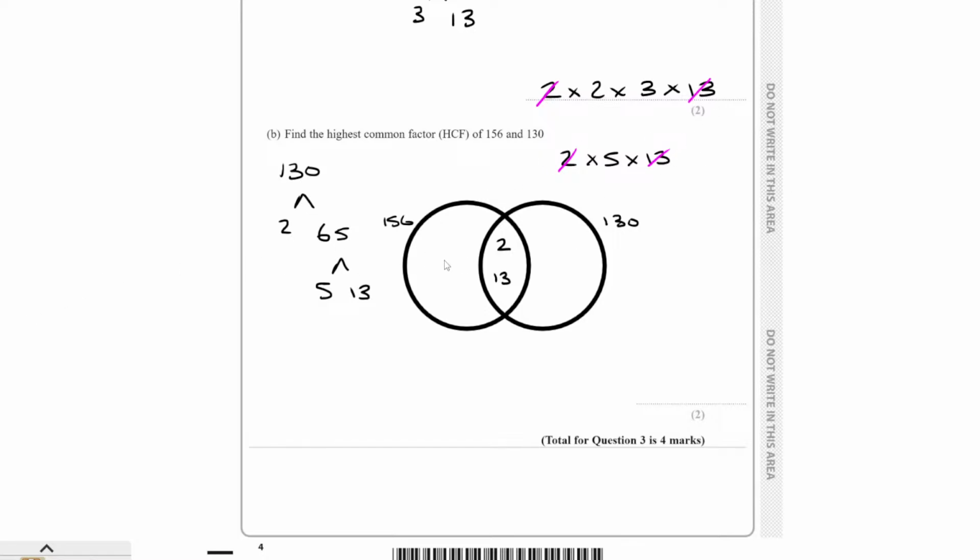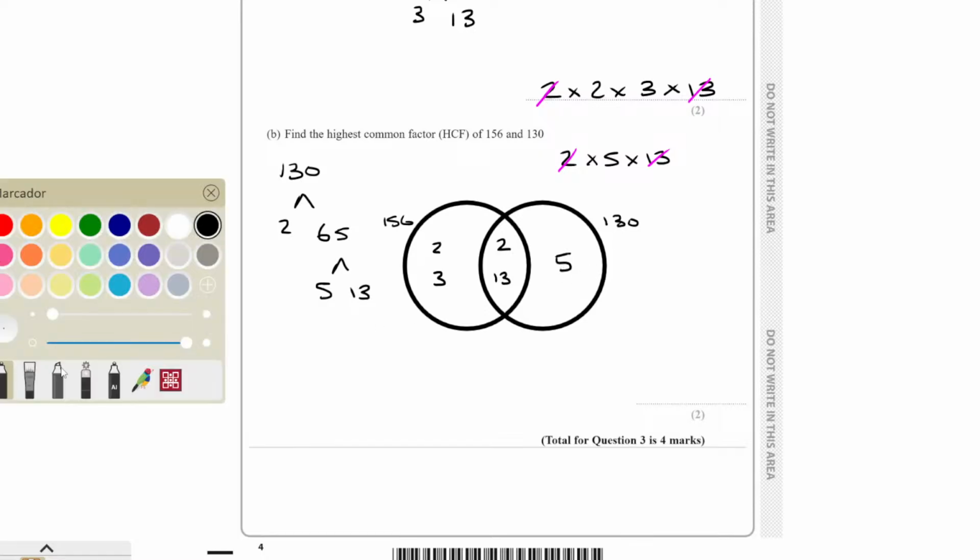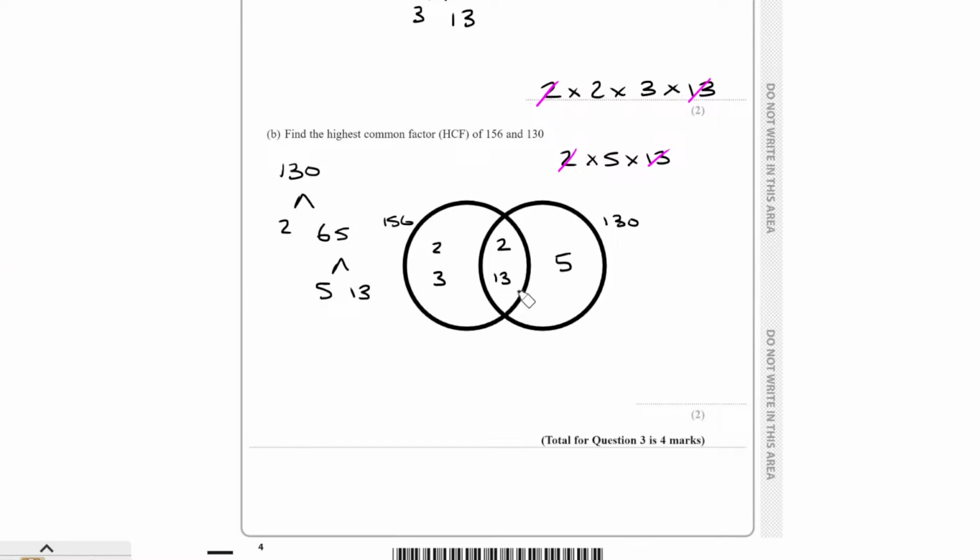Technically, if you were to fill out the rest of it, you'd have a 2 and a 3 on the left and a 5 on the right. And for highest common factor, it's just the overlap. So if you only just want to fill out the overlap, that's fine. It's just the overlap multiplied together. Okay? So I'm now going to multiply, obviously, 2 and 13, which is 26.